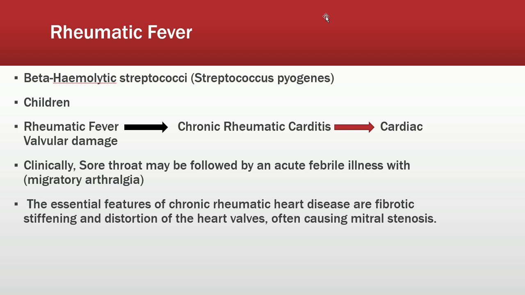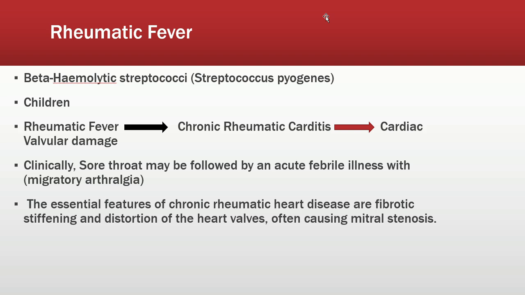Now, rheumatic fever. It's a beta hemolytic streptococci infection. It mostly affects children. Rheumatic fever transforms into chronic rheumatic carditis and then cardiac valvular damage. The valves will be damaged. Clinically, sore throat followed by an acute febrile illness with migratory arthralgia, pain in the joints. The heart itself will become fibrotic, with stiffness in the valves. The valves will become fibrotic.